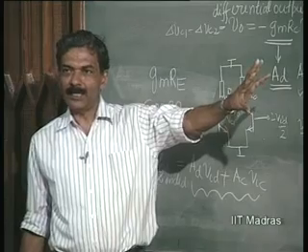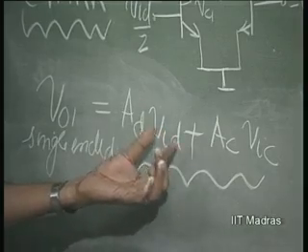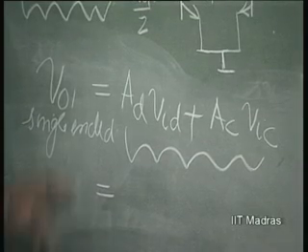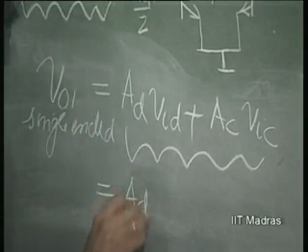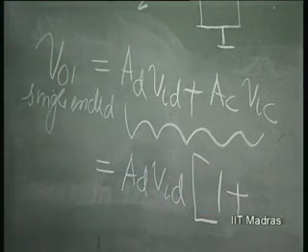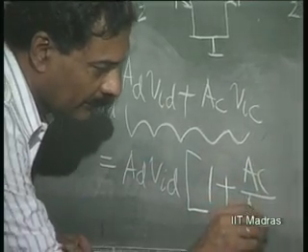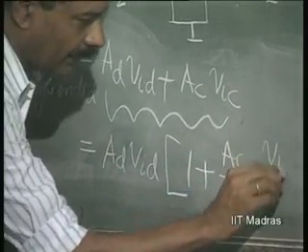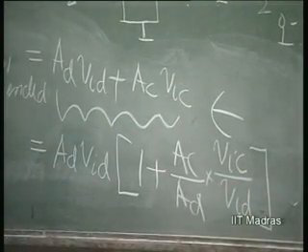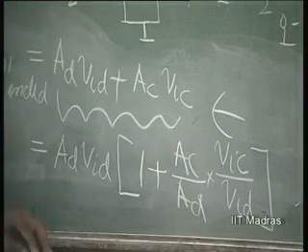The effect due to that analysis plus the effect due to this analysis now will be the combination of the effect due to differential output, effect due to the common mode output. Or what we really want in a good differential amplifier is only this, what is it? AD into VID. The rest of it is the error. 1 plus, this I am taking out. So, this becomes AC divided by AD into VIC divided by VID. This is the error due to finite CMRR, because AD over AC is defined as CMRR.